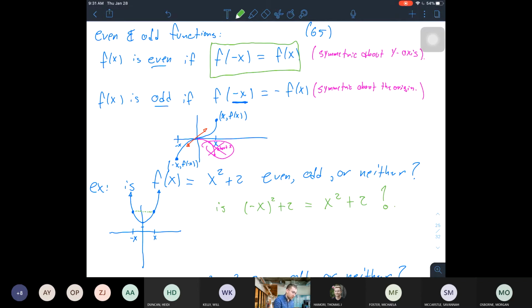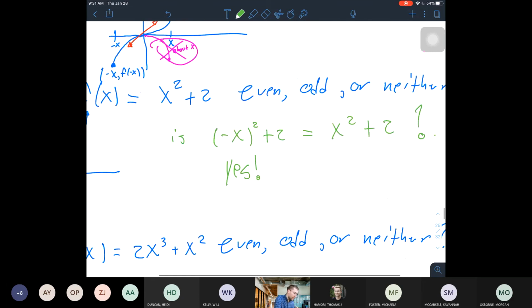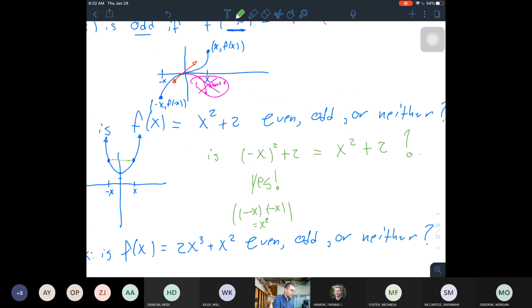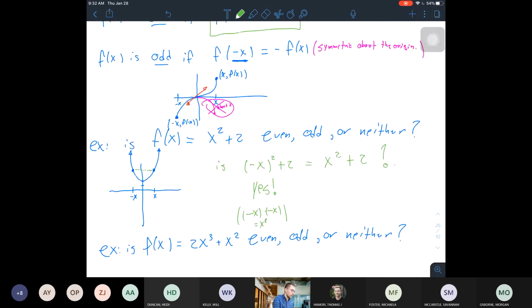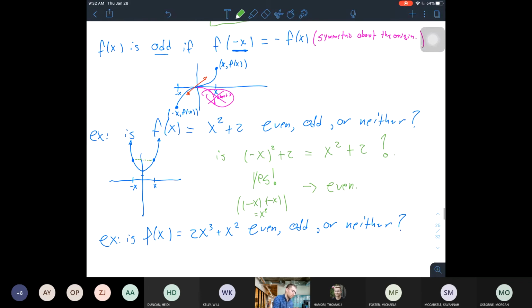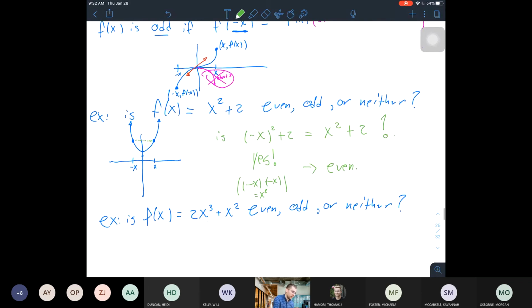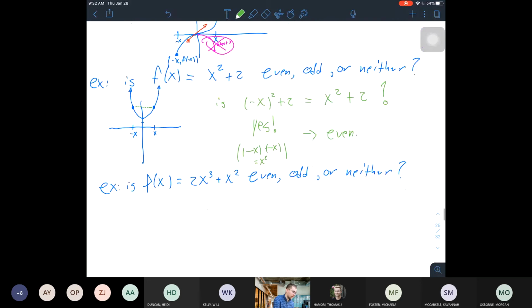We've got negative x squared plus 2 is going to be equal to x squared plus 2, and that's true. The reason being that negative x times negative x, the negatives cancel out and we just get x squared. Okay? So that's true. So this tells us that this is an even function. Okay, even function.